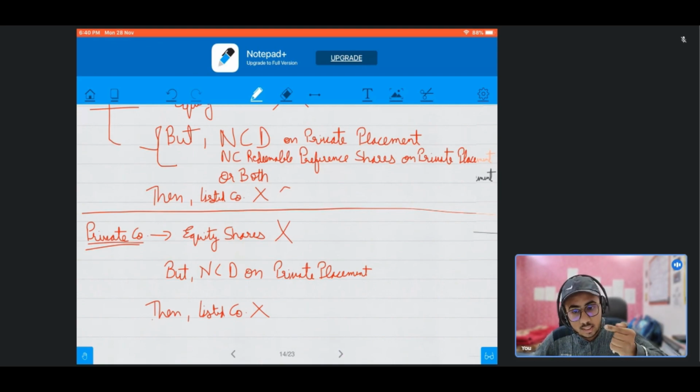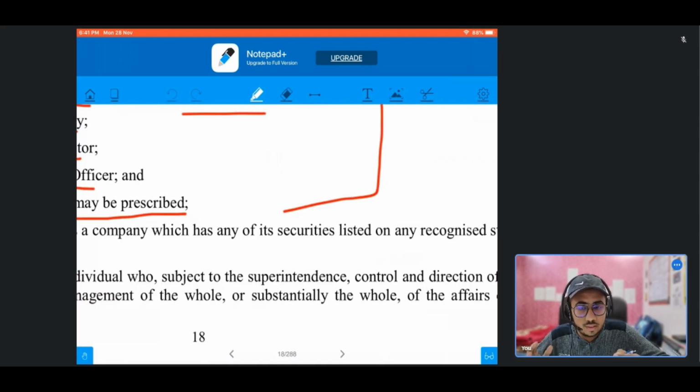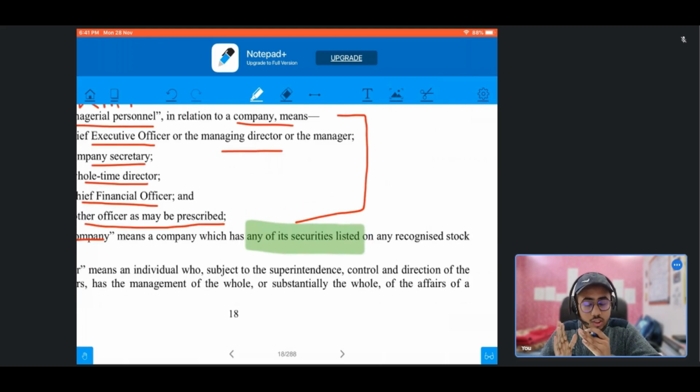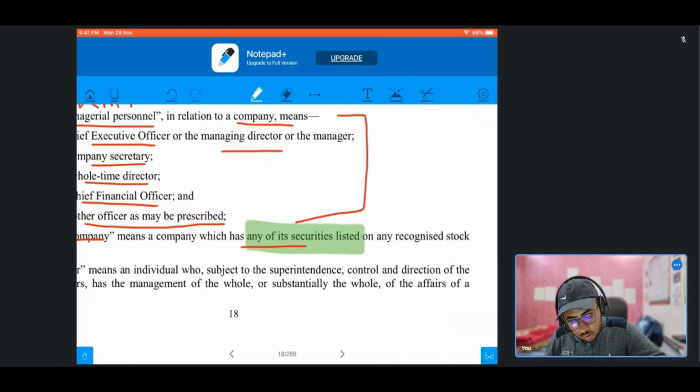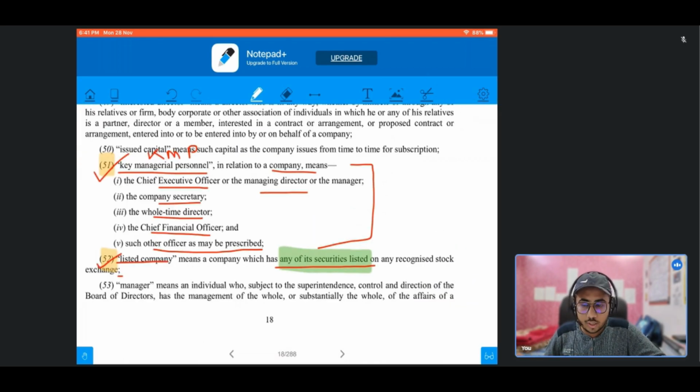And the similar goes for a private company. If a private company has not listed its equity shares on any recognized stock exchange, but it has listed its non-convertible debt securities which were issued on a private placement basis, then such private company will not be called a listed company. So basically, these two cases will be the exception to the phrase "any of its securities listed on any recognized stock exchange."